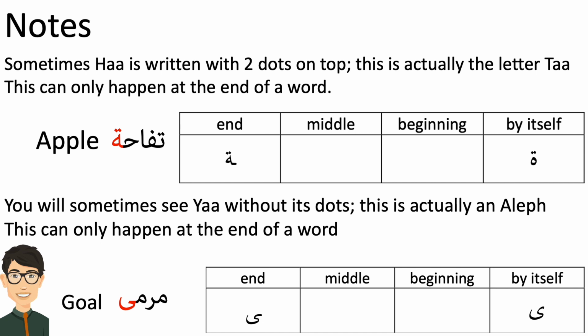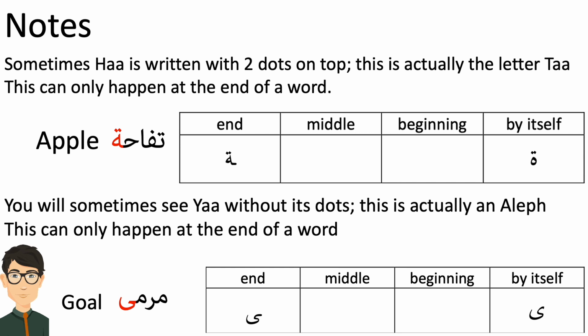Al-hamza is the last letter of the Arabic alphabet, and it's a bit complicated to write. This is how it looks when it's written by itself, and on top of the waw, on top of the ya, or on top or below an alif.